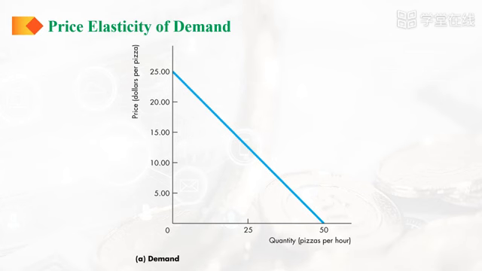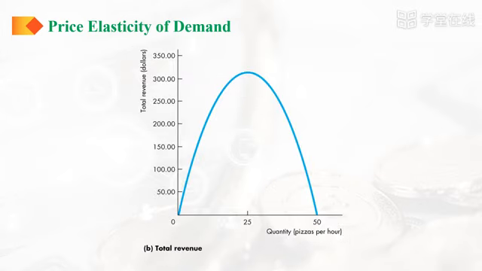This figure shows the relationship between elasticity of demand and the total revenue. As the price of a pizza falls from $25 to $12.5, the quantity demanded increases from 1 to 25 pizzas an hour. Demand is elastic and total revenue increases. As the quantity increases from 0 to 25 pizzas an hour, demand is elastic and the total revenue increases.